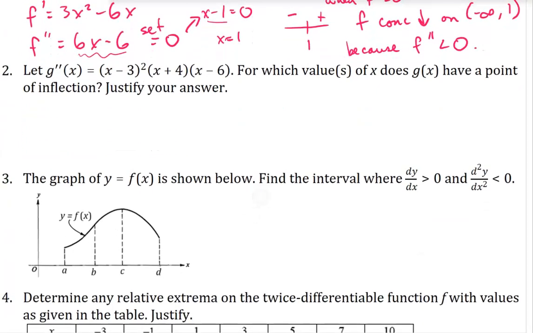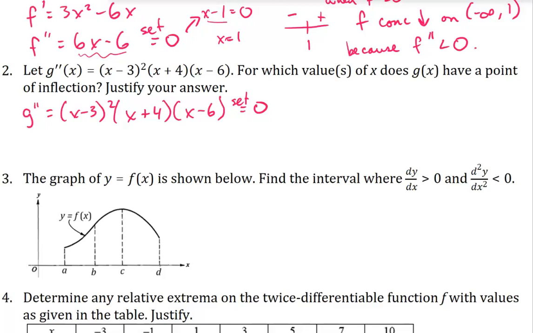All right, number 2, second derivative is already given. It is already factored. Don't try and expand it and multiply that together and then realize you have to go back and factor it again. It's already factored. And the question says, for what values do we have a point of inflection? So a point of inflection is going to happen when the second derivative changes signs. So again, our second derivative is already factored. Okay, just going to rewrite this down here so I can kind of write on it.